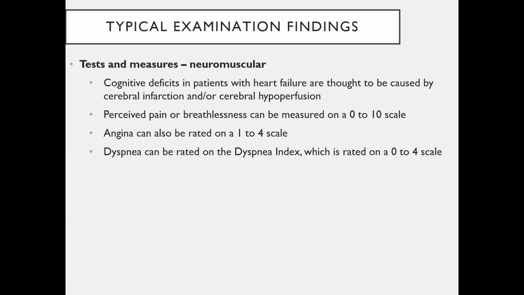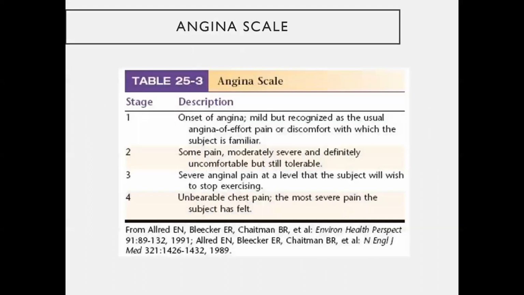We're going to measure cognitive deficits, right? Perceived pain or breathlessness, which we can measure on the 0 to 10 scale. Angina can be rated on the 1 to 4 scale. And then dyspnea can also be rated on a 0 to 4 scale. Again, dyspnea being shortness of breath.